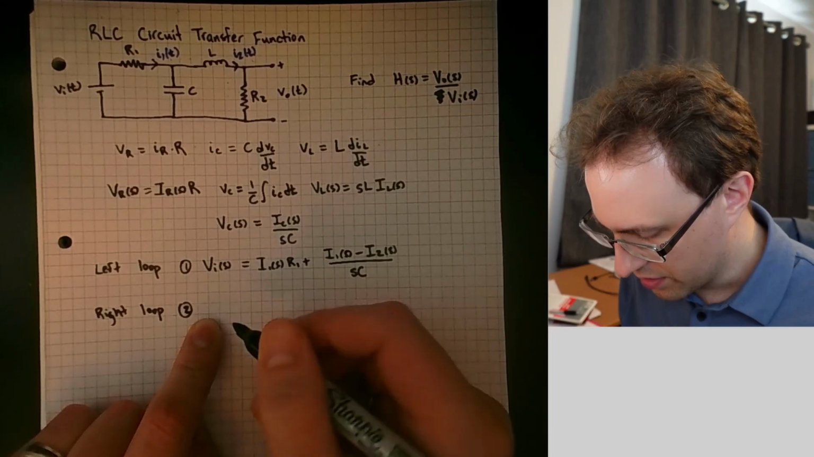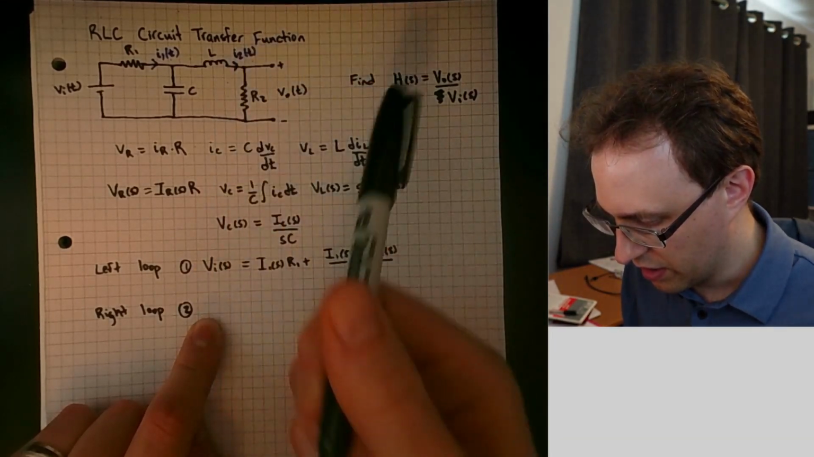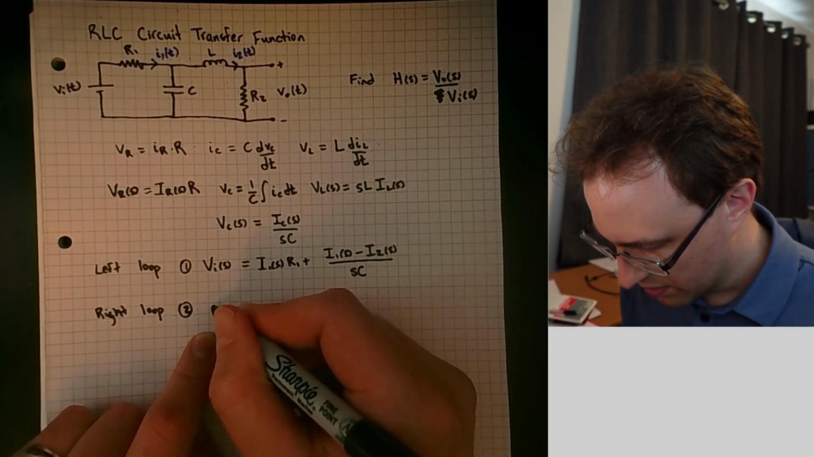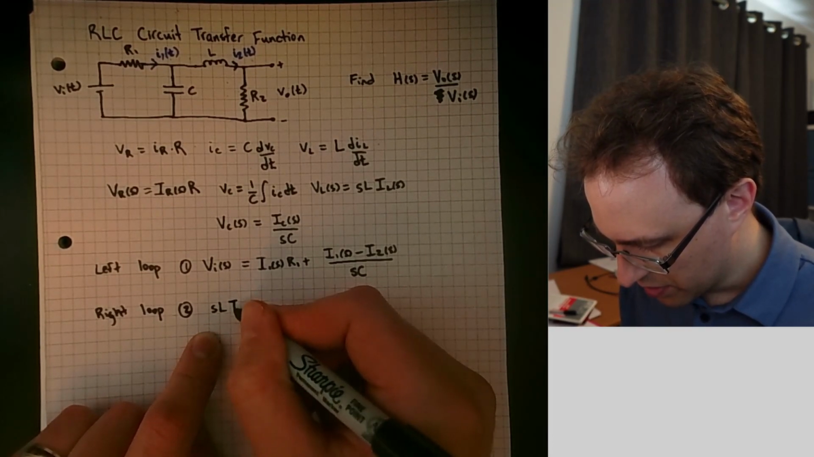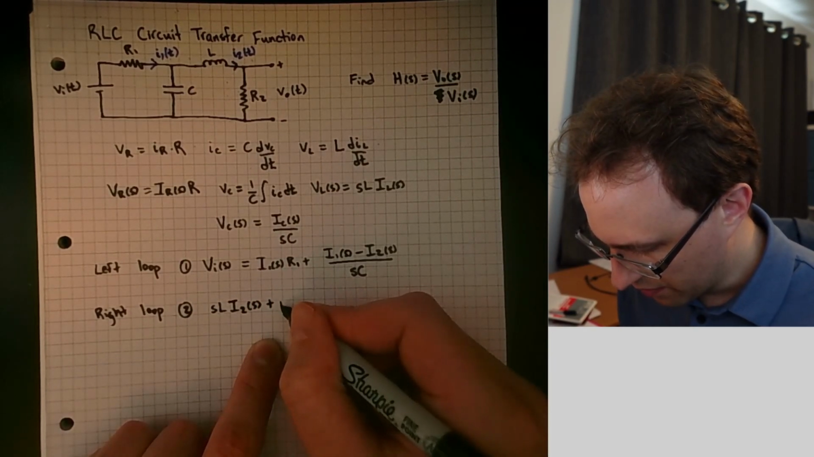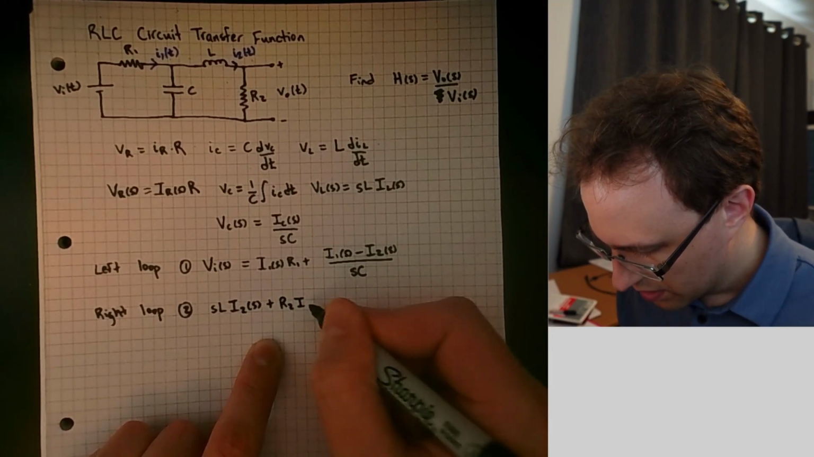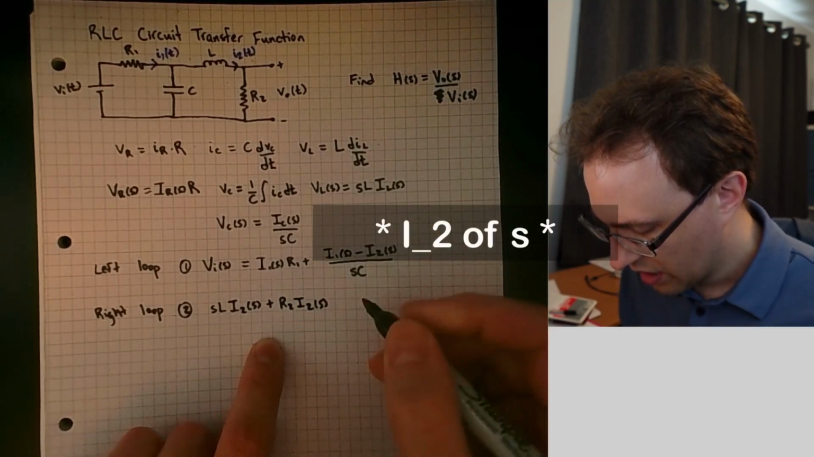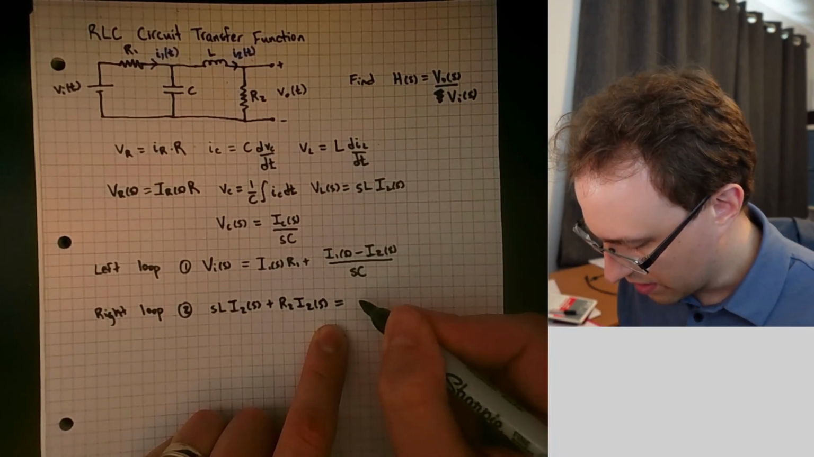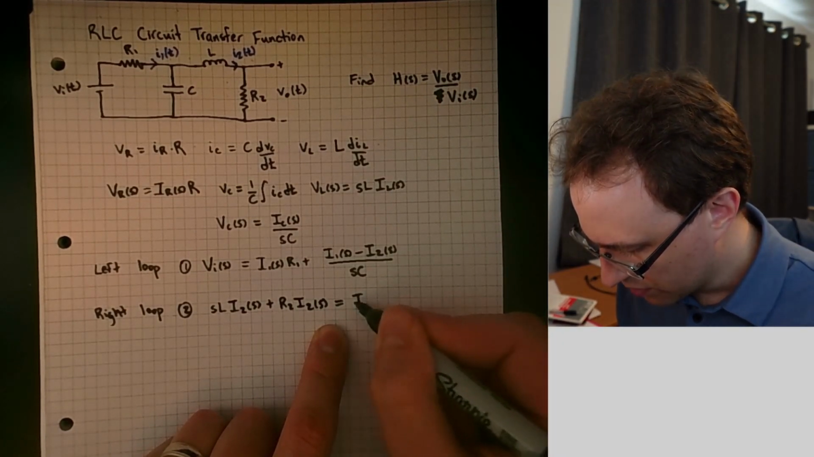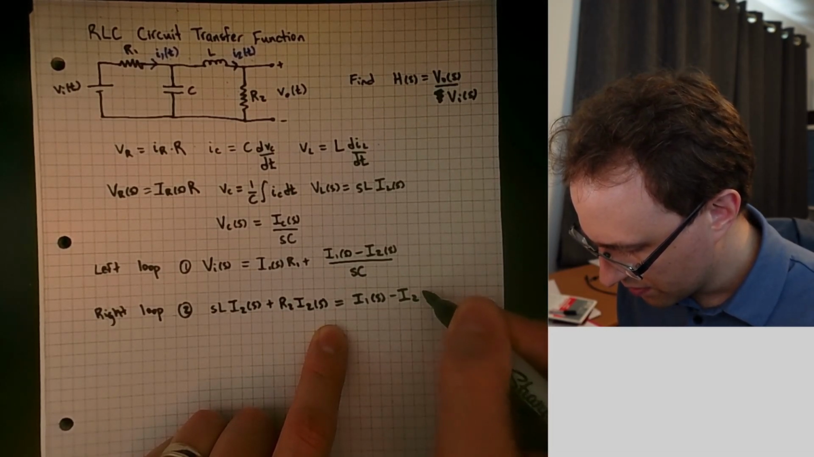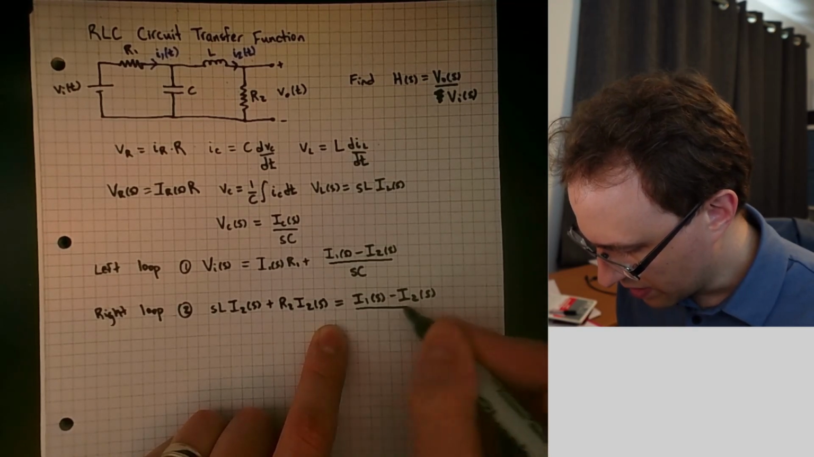So we can write this on the left hand side, we'll write the inductor voltage and then this resistor voltage. So we will get S times L times here the current is I2 of S, and then across the resistor we'll just have R2 times I2 of S, and then we get the voltage drop across the capacitor, which is again I1 of S minus I2 of S over S times C.